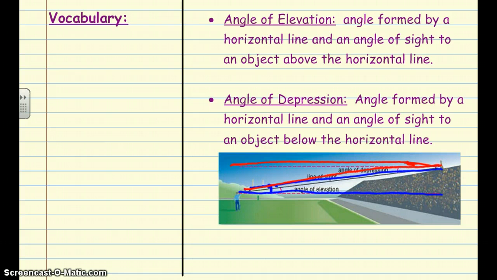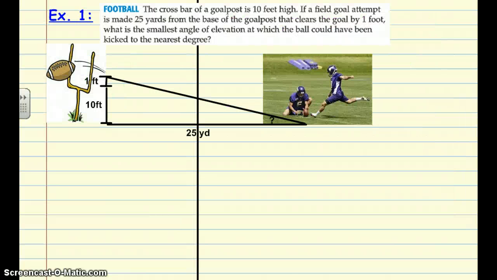Now, in addition to talking about angles of elevation and depression, we are also going to refer to the trigonometry that we learned in 8.4. I'm just going to remind you of these three little acronyms, SOHCAHTOA. What do they represent? S-O-H, sine is opposite over hypotenuse. CAH, cosine is adjacent over hypotenuse. And TOA is for tangent, and that's opposite over adjacent. So let's take a look at a couple of examples.